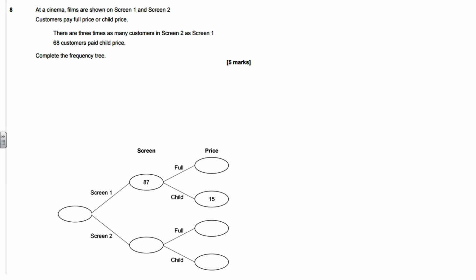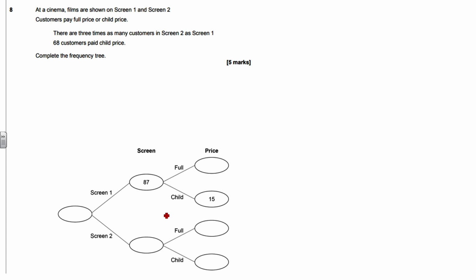Okay, question 8. At a cinema, films are shown on screen 1 and screen 2. Customers pay full price or child price. There are 3 times as many customers in screen 2 as screen 1. 68 customers paid child price. Complete the frequency tree. So we look at the frequency tree.